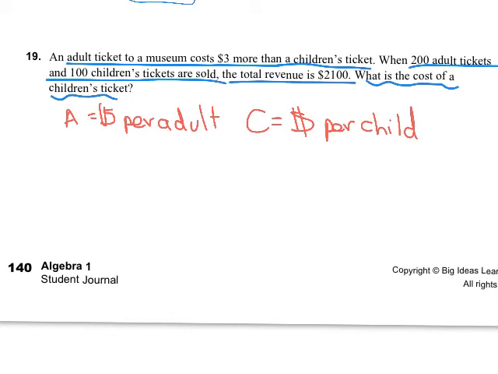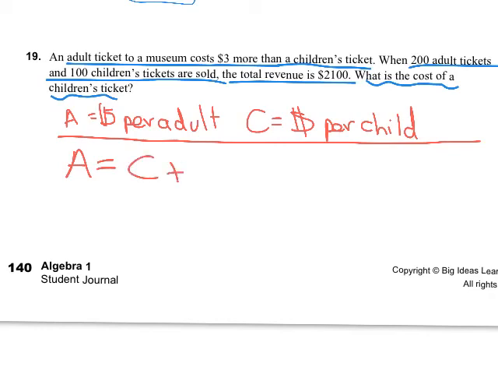Adult tickets, that's what we're representing by A, should equal, how do I do $3 more? What does that look like in math? Not a trick question. If I said this was the price, now tell me $3 more, what would you do mathematically? Good, you would just add 3, right? That's all you got to do. Okay, so I'm going to add 3 to the children's tickets, which is C, plus 3. So we know the adult ticket is $3 more than the children's ticket.